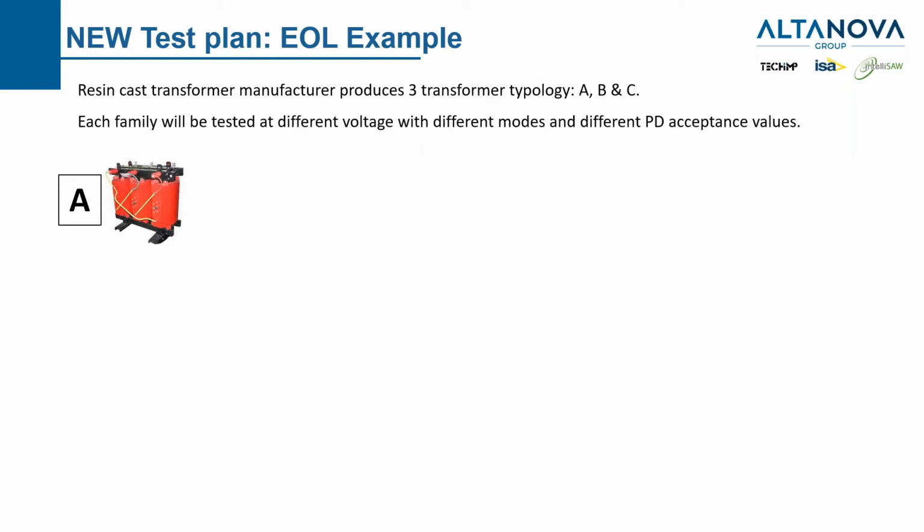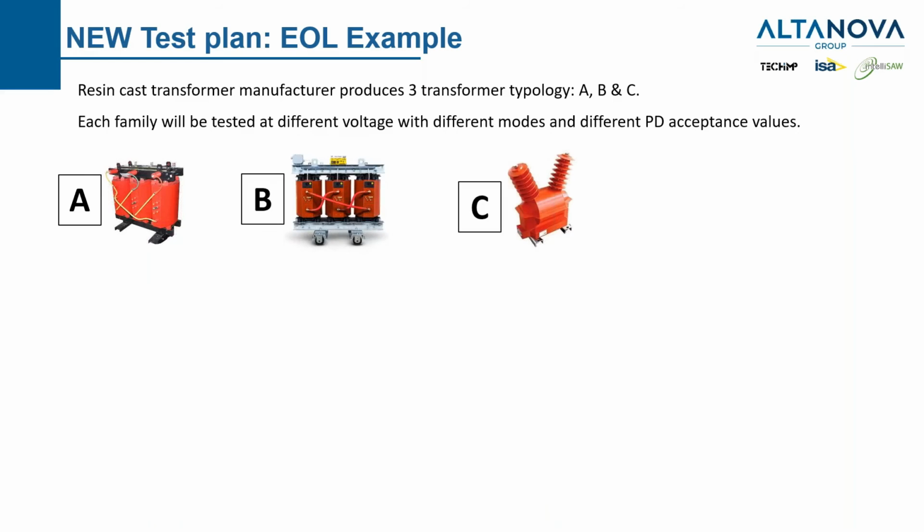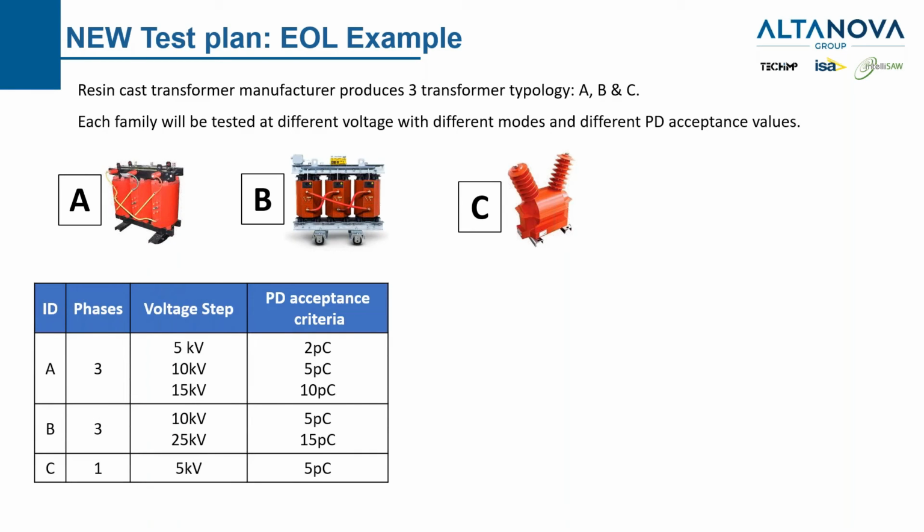Let's make an example of the typical application of end-of-line testing. We are a resin cast transformer manufacturer. We have 3 main products, typology A, B, and C. Each one of these families has a standard test. So all the products of A shall be tested at this voltage level with this acceptance criteria. The B family has different voltage levels and different acceptance criteria, and the C has another set of voltage levels and acceptance criteria. Here we have an example that I've invented just for a structure to follow.